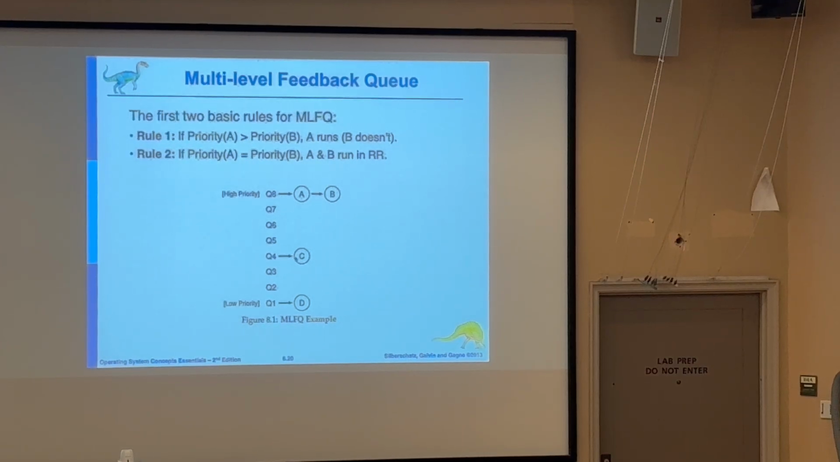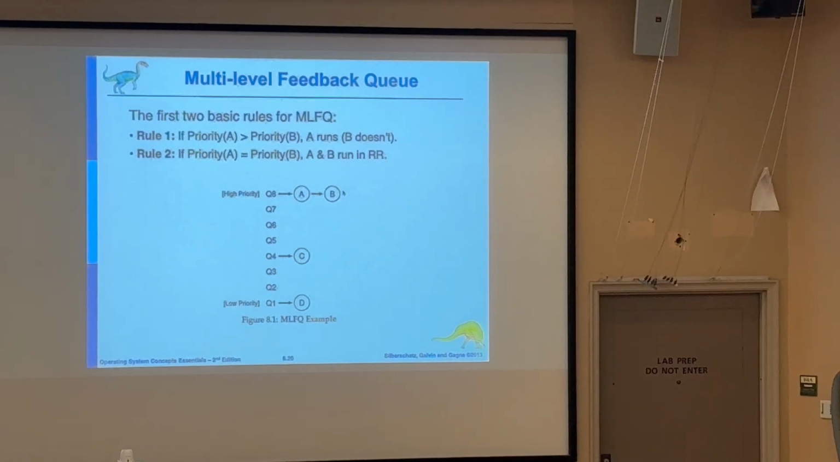The second rule is that if priority A equals priority B, in this case A and B are at the same level in the multi-level queue, it means that A and B will be scheduled in a round-robin manner.